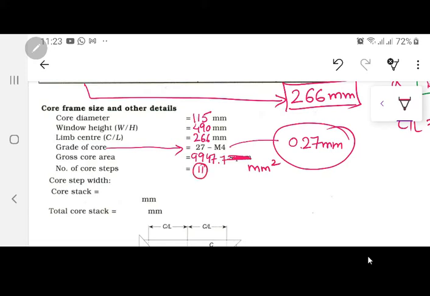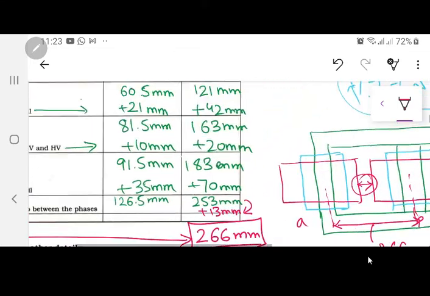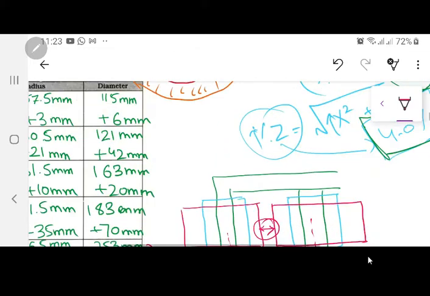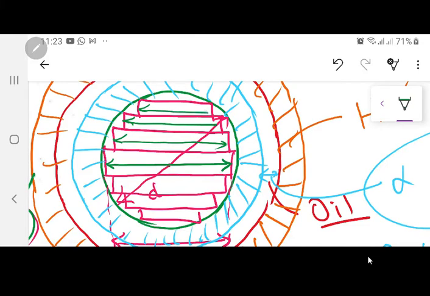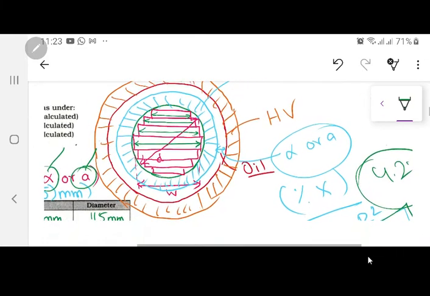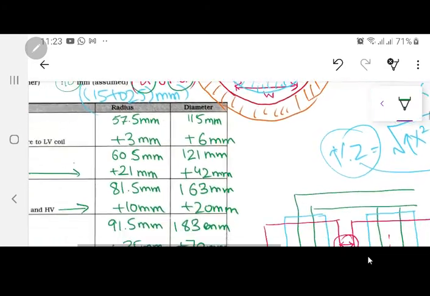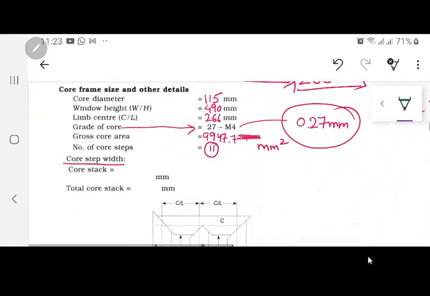We already know that. Now, core step width. Okay, what is this core step width? This is this dimension. If I mark on this one, this is first step core step width, second step core step width, third step core step width, fourth step core step width, and subsequently for 6, 7, 8, 9, 10 to 11. Now, if you have that data with you, please tell me, what was the core step width value?